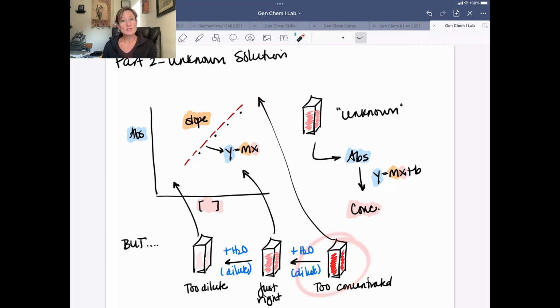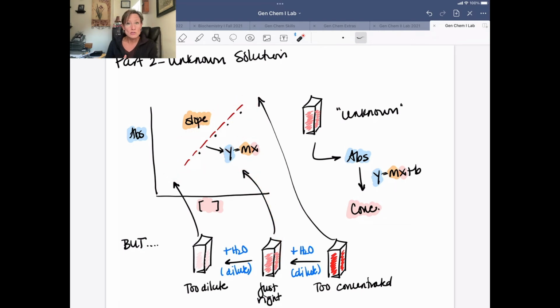Similarly, if you have something that's too concentrated, you're going to have something with too high of an absorbance value, and it won't be within the region of your standard curve line. So sort of the Goldilocks situation here is we want to have just the right amount of redness so that it falls within this range.